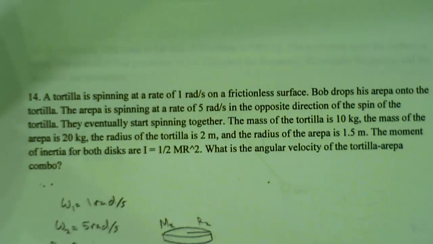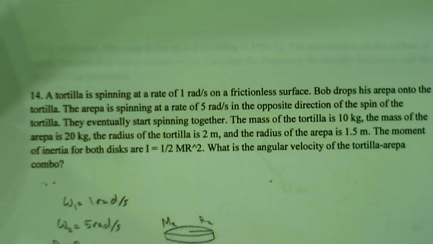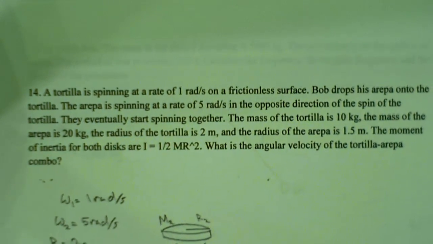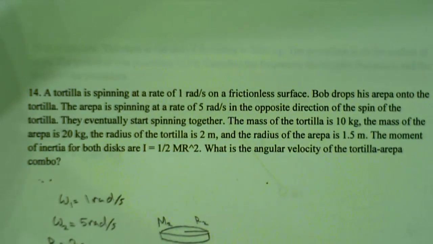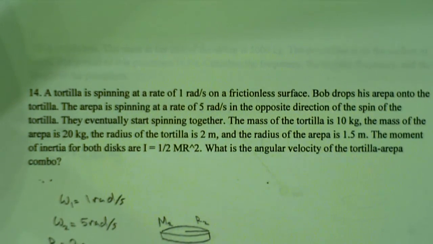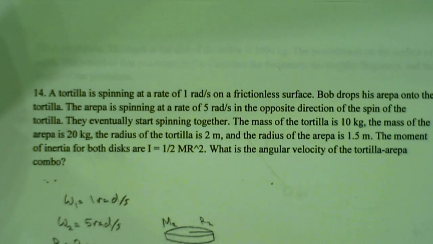So the question reads, a tortilla is spinning at a rate of 1 radian per second on a frictionless surface. Bob drops his arepa onto the tortilla. The arepa is spinning at a rate of 5 radians per second in the opposite direction of the spin of the tortilla, and they eventually start spinning together.